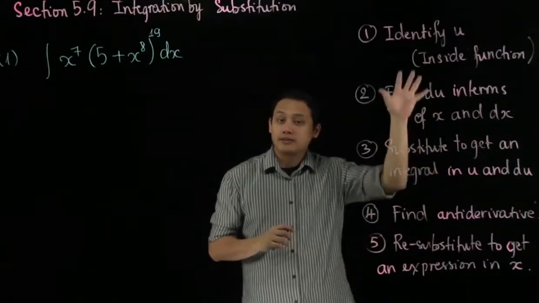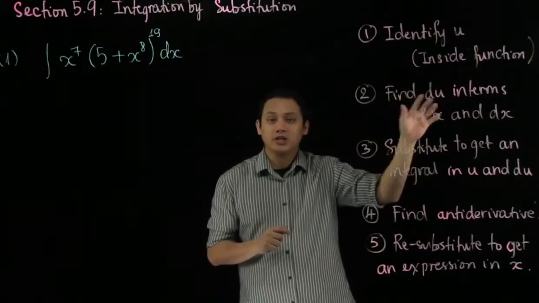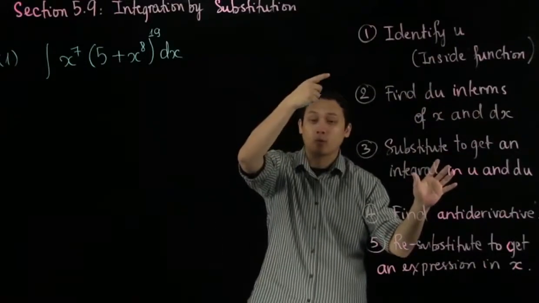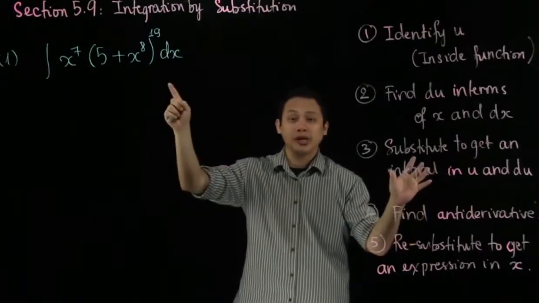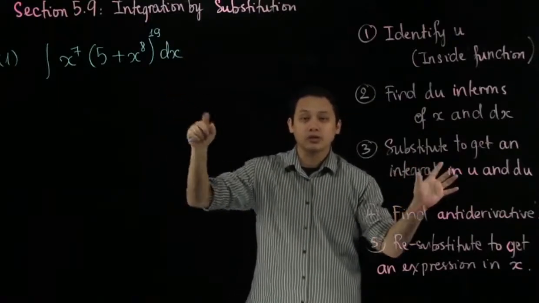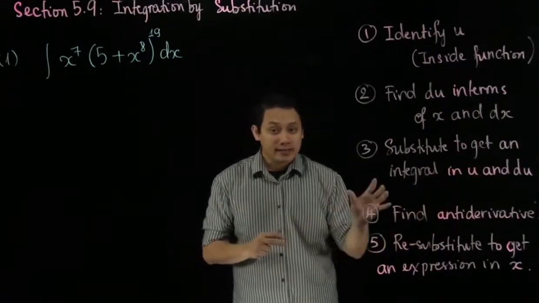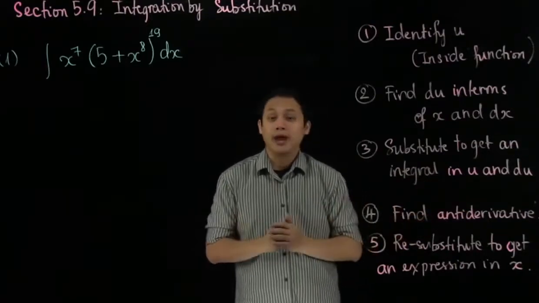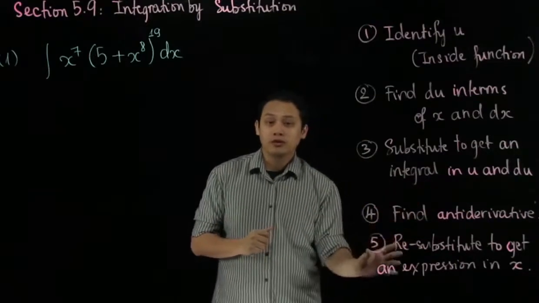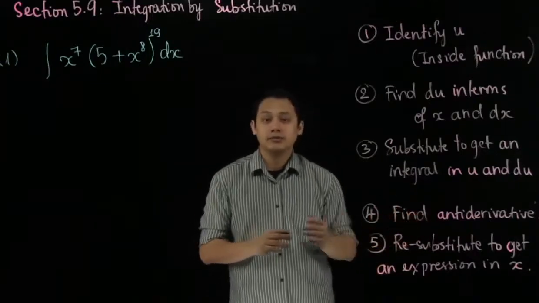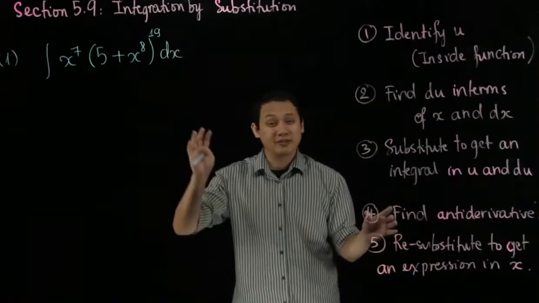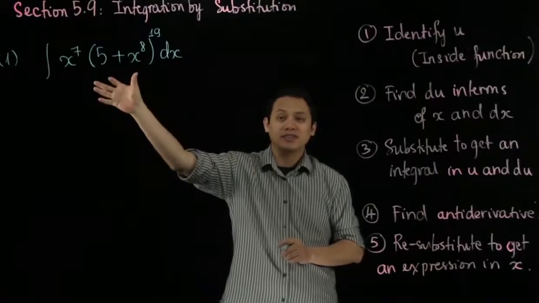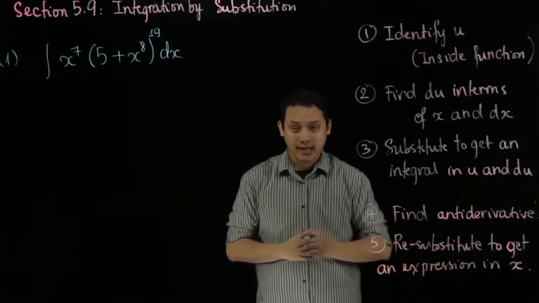The third step is that after the identification of u, you substitute what you get from steps 1 and 2 into the original integral, and you get the new integral in u and du. After that, go into step 4. You find an antiderivative, which you know how to do, and move on to the last step. After taking the antiderivative, you need to resubstitute what you got from the beginning and put that in terms of x, because you start with something in x, you need to end up with something in x.